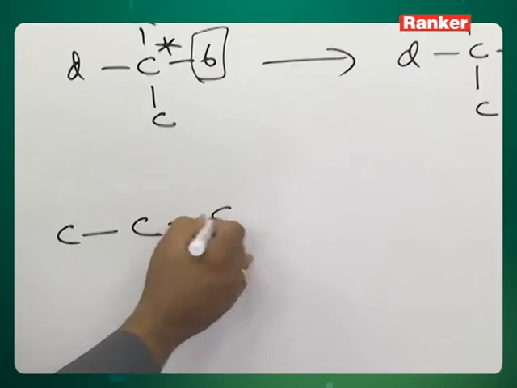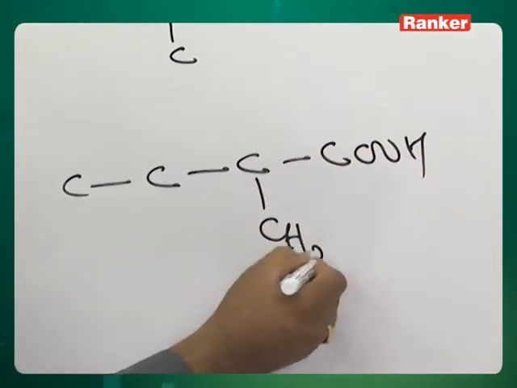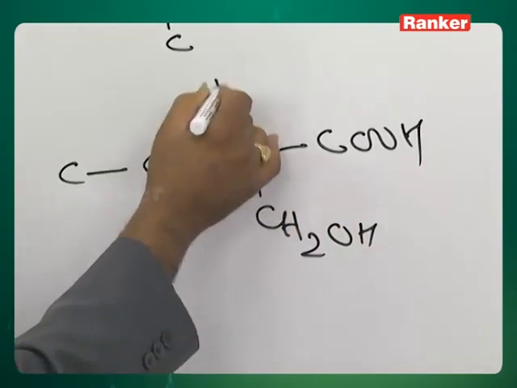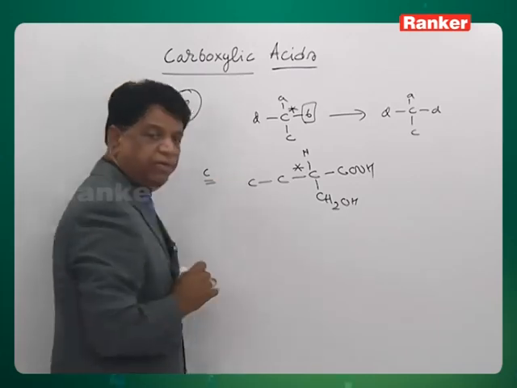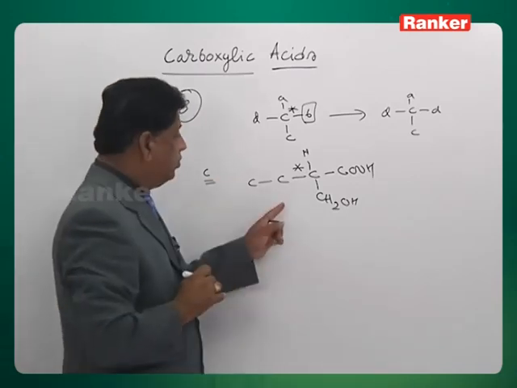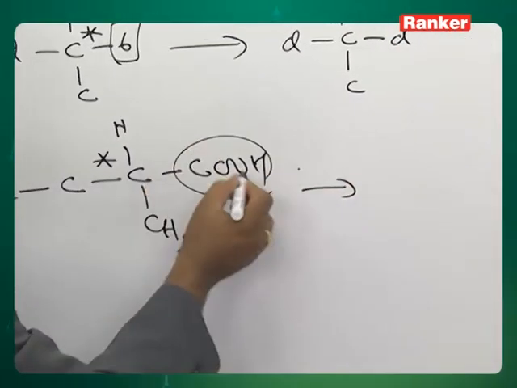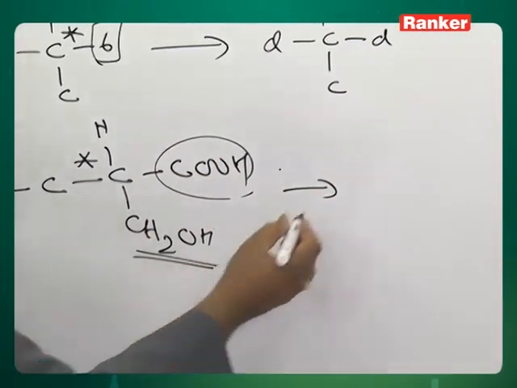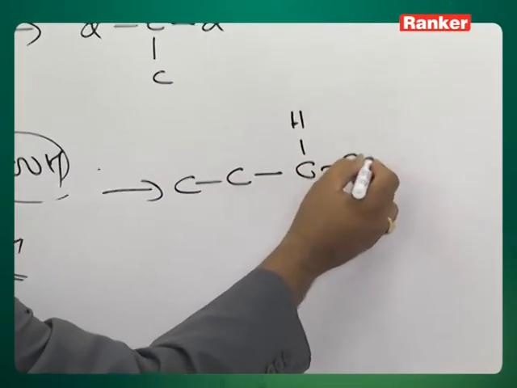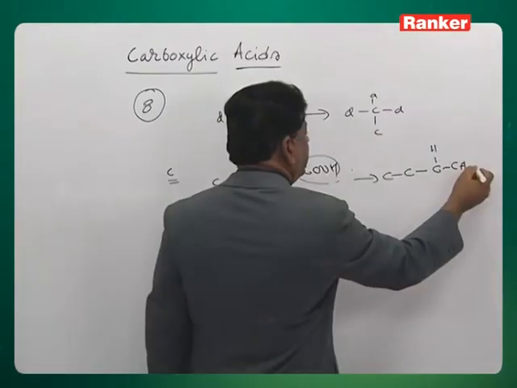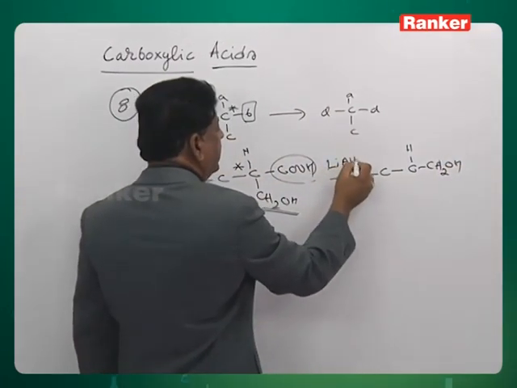In option C we have an optically active compound with COOH and CH2OH, and there is a hydrogen. If you carefully observe, this is the optically active compound. On reduction with lithium aluminum hydride, this COOH converts into a group which is already there. Therefore, it will become an optically inactive compound, as a CH2OH is generated out of the lithium aluminum hydride.